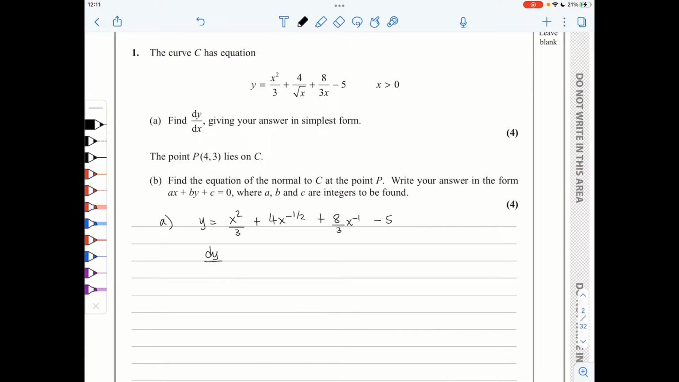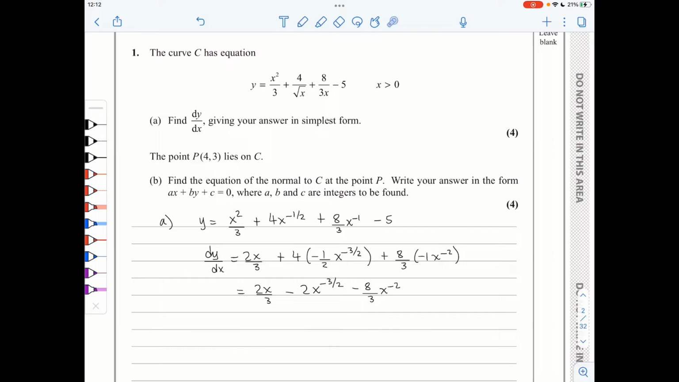So dy/dx will be 2x over 3 plus 4 times minus a half x to the minus 3 over 2 plus 8 over 3 times minus 1 x to the minus 2. Then negative 5 goes away, and the only thing left to do is simplify the terms. So it's going to be 2x over 3 minus 2x to the minus 3 over 2 minus 8 over 3x to the minus 2. This was for 4 marks.